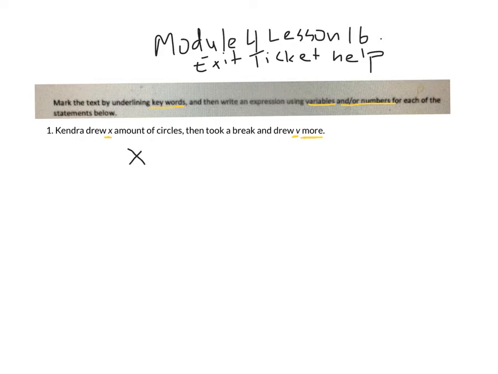She took a break, and then we can translate more into the plus sign or addition. So then you go ahead and you put your plus sign in. So drew more. Well, how many more did she draw? We don't know how many more she drew, but we know that V represents the amount more that she drew. So it's going to be X plus V. And a lot of you guys, if you didn't get any right on this exit ticket, you at least got this one right. So I was very happy with that.